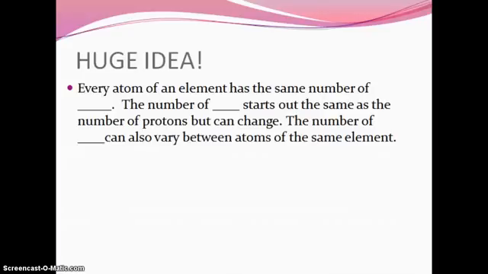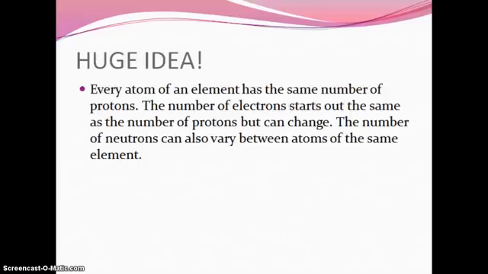Huge idea. Every atom of an element has the same number of blank. The number of blank starts out the same as the number of protons, but can change. They can be gained or lost or shared. The number of blank can also vary between atoms of the same element. And of course, every atom of an element has the same number of protons. This is the atomic number. The number of electrons starts out the same as the number of protons, but it can change when electrons are lost or shared or gained. The number of neutrons can also vary between atoms of the same element.